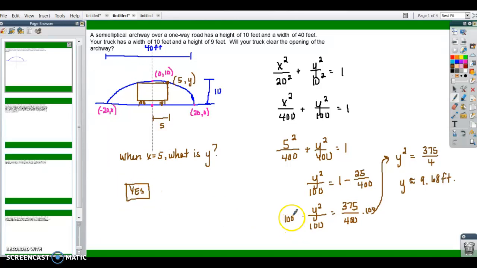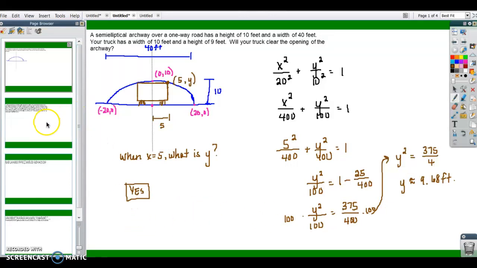Okay? So again, draw a picture to lay out the problem so you can see what's going on. And from there, you have your equation for that particular ellipse, and then you can plug in the information you have and find your missing value that you need. That's one example of an application problem with an ellipse.